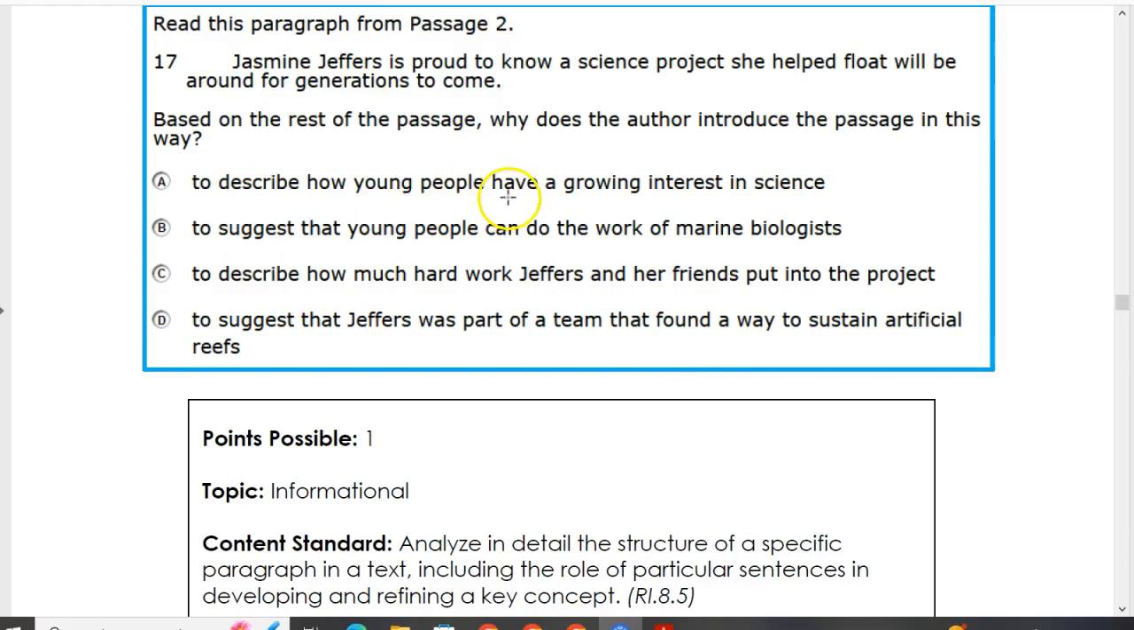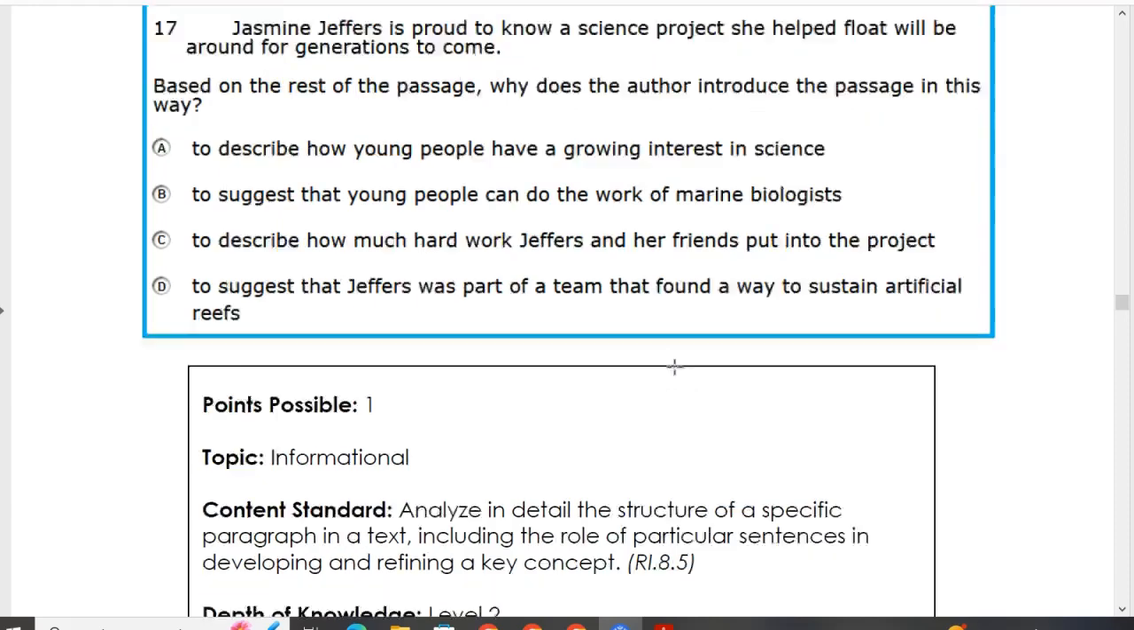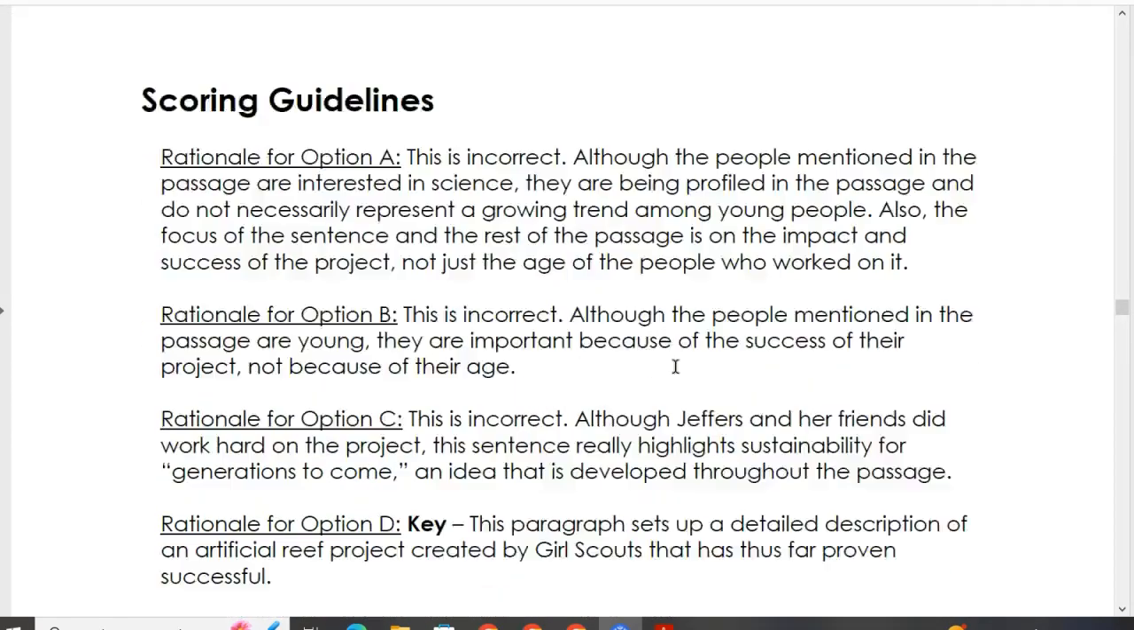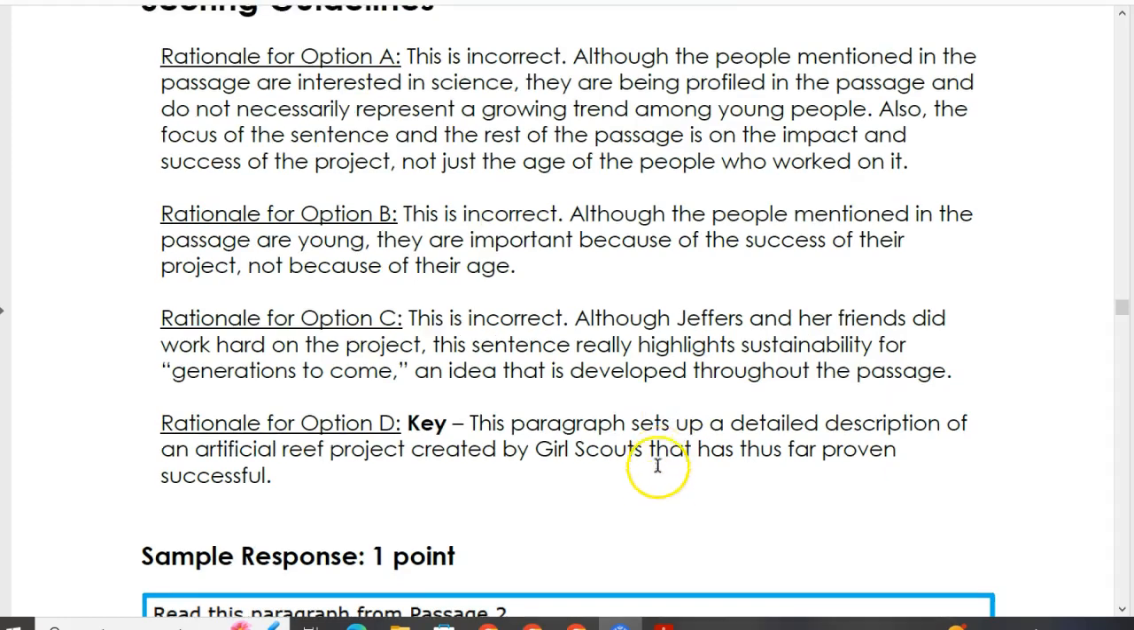A, to describe how young people have a growing interest in science. B, to suggest that young people can do the work of a marine biologist. C, to describe how much hard work Jeffers and her friends put into the project. D, to suggest that Jeffers was part of a team that found a way to sustain artificial reefs. And this one is D. This paragraph sets up a detailed description of an artificial reef project created by the Girl Scouts that has thus far proven successful. So read your rationale if you missed this.